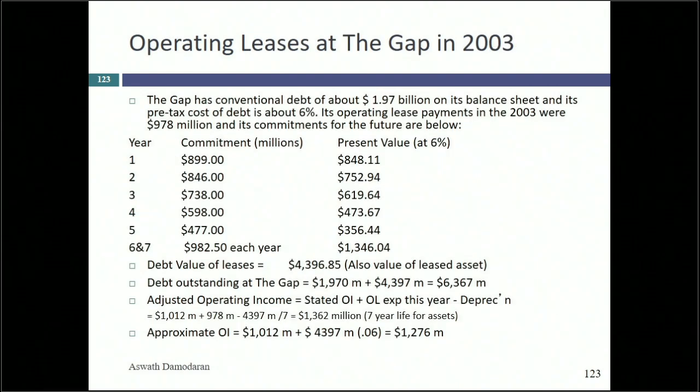So I'll take an example, because in the abstract, you're saying, what do I do with this? This is from the Gap in 2003. Gap, of course, is a retailer, lots of stores around the country. It doesn't own a single one of its stores. It leases every one of them. So it has these huge lease commitments. So if you look at the footnotes, they said they had $978 million in lease expenses just in 2003. But that's just the tip of the iceberg.